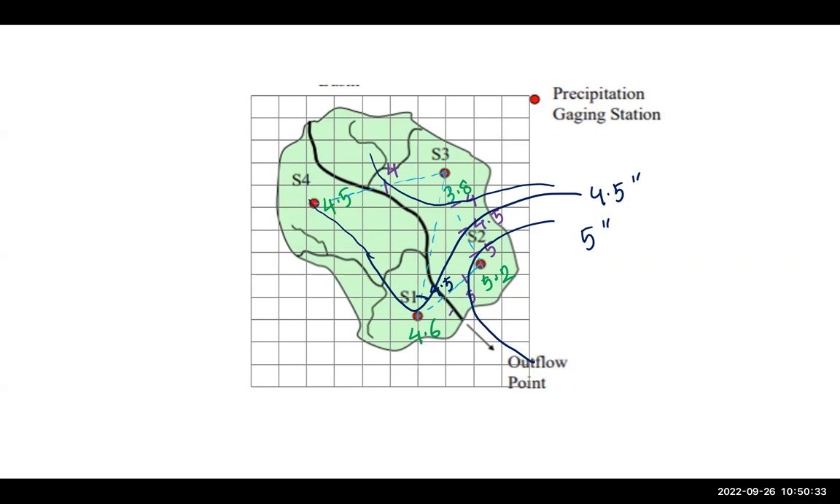Okay? And once you have that, then you will count the number of polygons, and then you will multiply with whatever area, something like that. And finally, P1 will be, right. So that's what I did based on the isohyetal method.